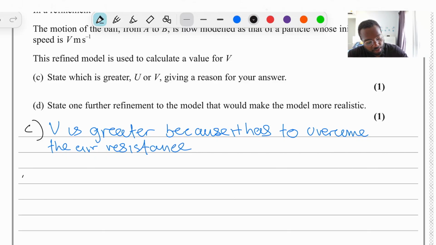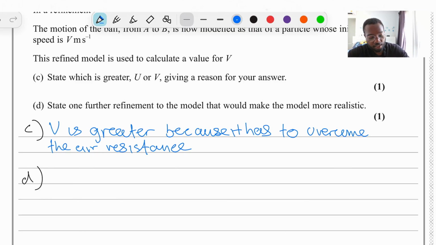And then for part D, we need to state one further refinement to the model which will make the model more realistic. There are loads of things you can say. You can probably say something like the shape of the ball, the dimensions, need to be included. But another thing is that with these types of questions, we consider a constant acceleration all the time. The problem is that if something is traveling through the air like that, it's not really going to have a constant acceleration all the time. It's going to have more of a variable acceleration.